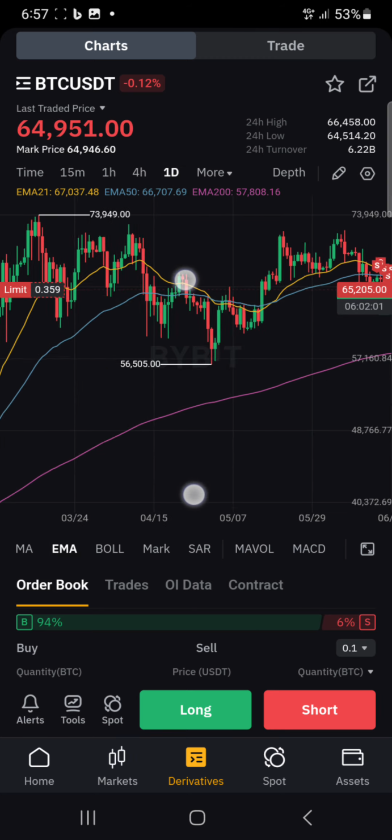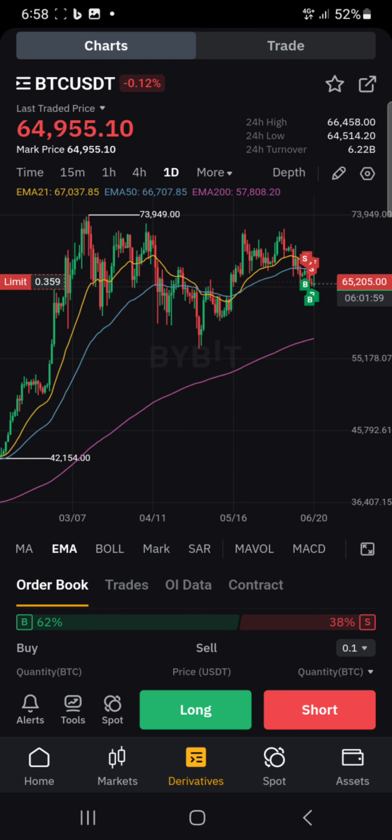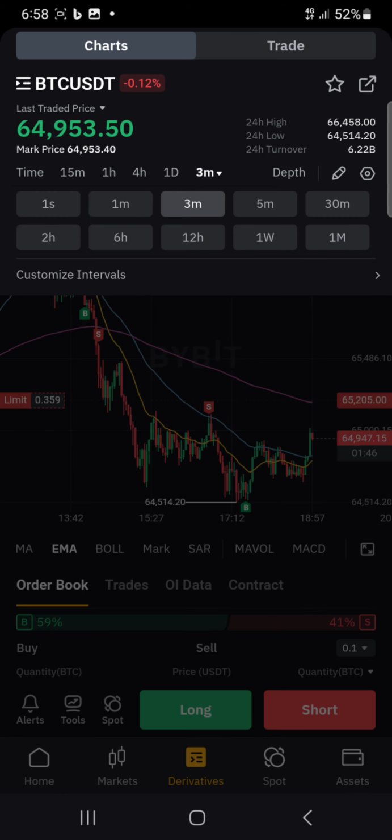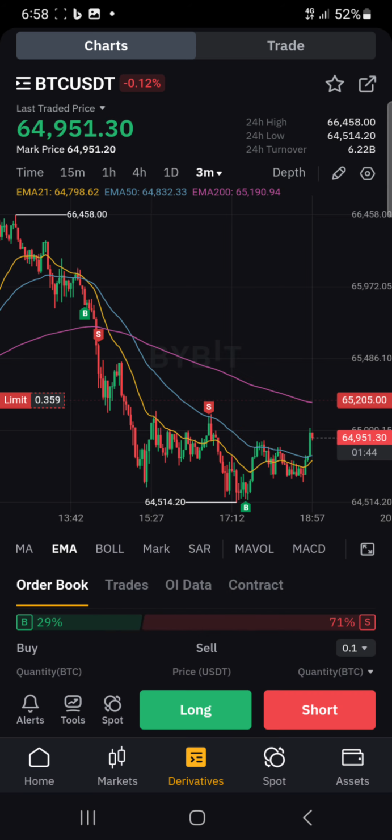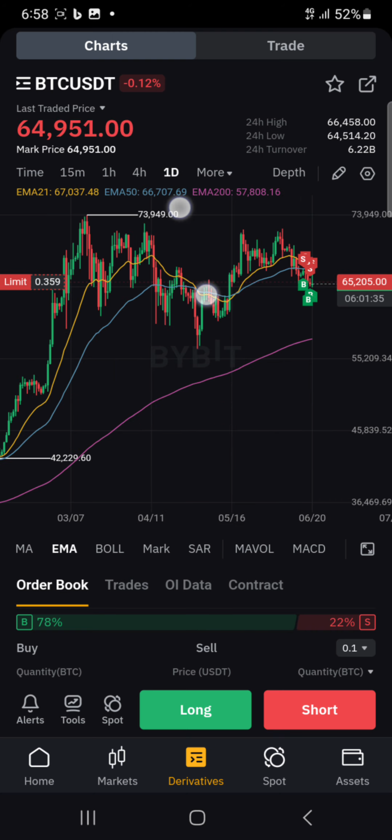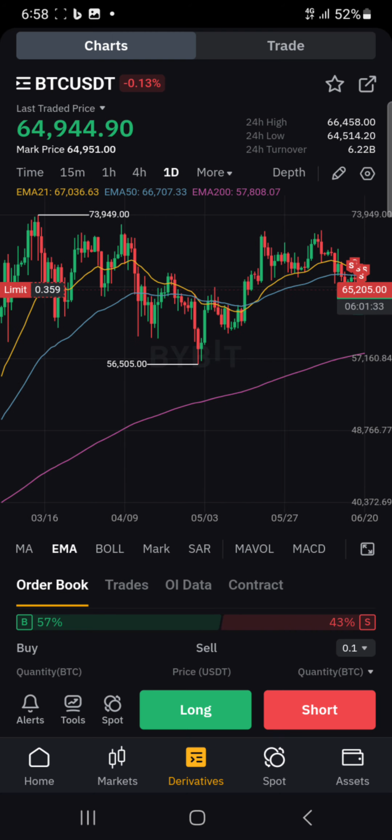Now, if I zoom out on the daily time frame, you can see it is very similar to what we have here. We have the left shoulder, the head, and the right shoulder. But in the daily time frame, it has not broken out yet. And trust me, if this pattern broke out just like it did on this 3 minute time frame, we are definitely going to have a massive movement, because this is the daily time frame.